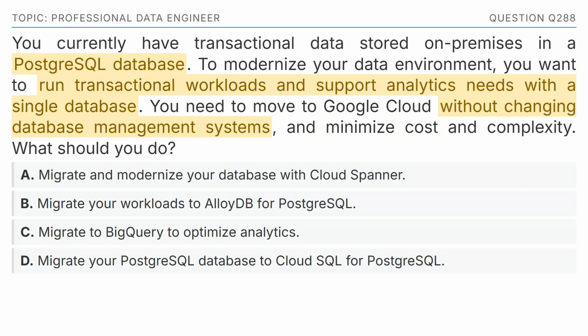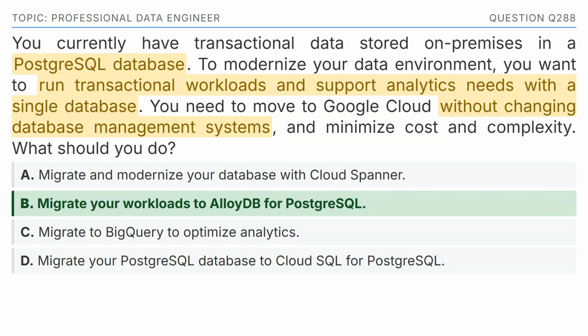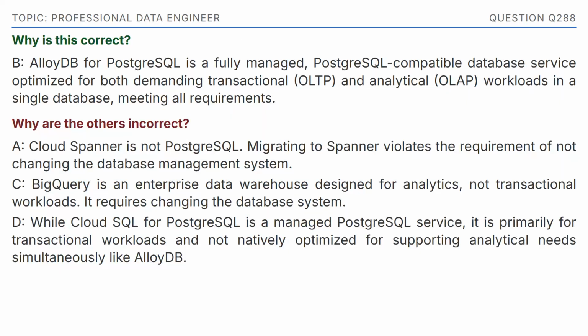To arrive at the correct answer, we focus on the keywords: PostgreSQL database, run transactional workloads and support analytics needs with a single database, without changing database management systems. The correct answer is option B, migrate your workloads to AlloyDB for PostgreSQL. Why is this correct? B. AlloyDB for PostgreSQL is a fully managed, PostgreSQL-compatible database service optimized for both demanding transactional, OLTP, and analytical, OLAP, workloads in a single database, meeting all requirements. Why are the others incorrect?